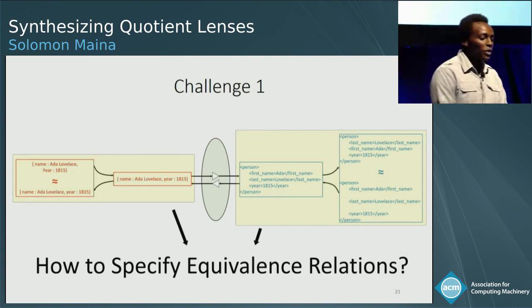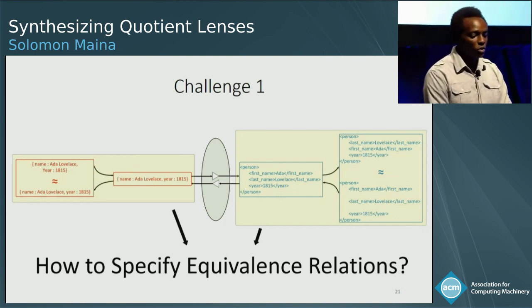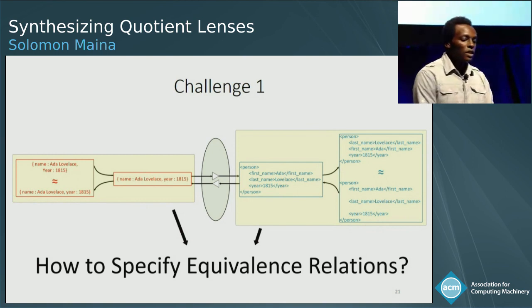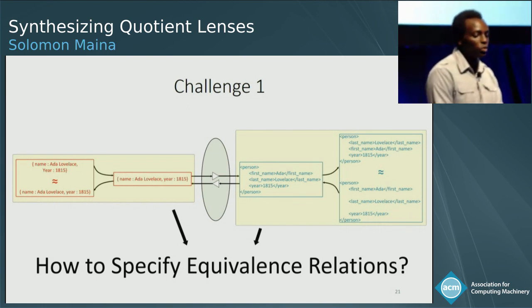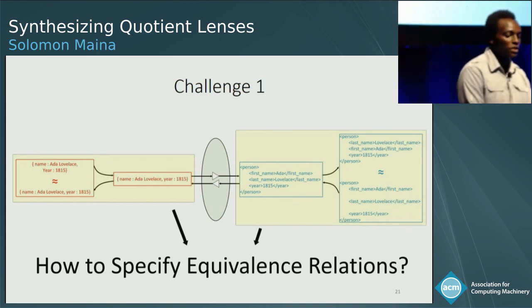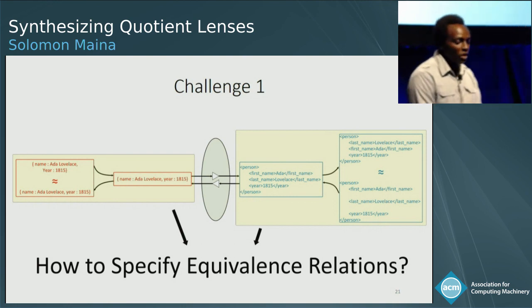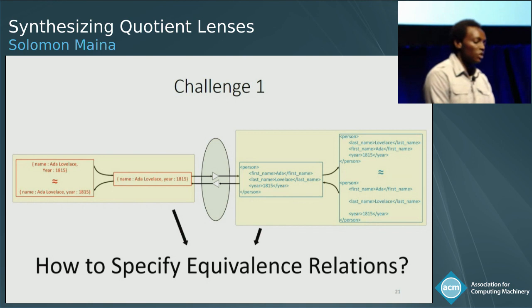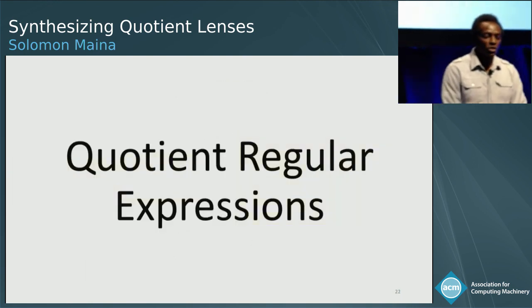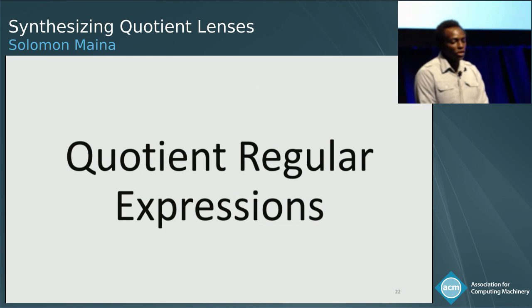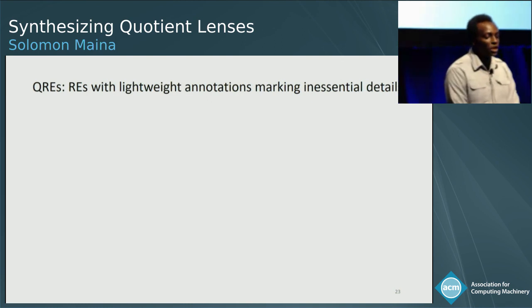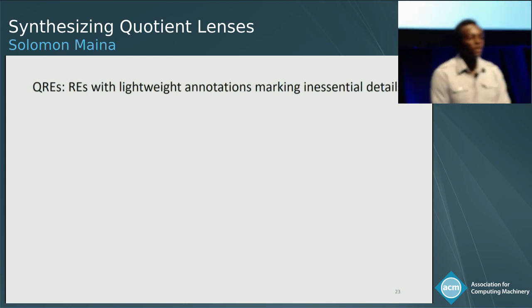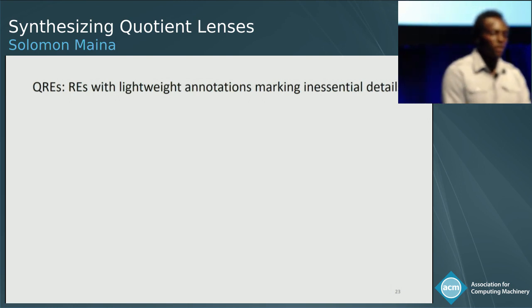But there are two main challenges which we encounter when we do this. So the first one is, if you recall, I said that we want the programmer to provide a specification of the two equivalence relations on the source and target side. So the question is, well, how do we specify equivalence relations? And as I mentioned earlier, our solution to this was to introduce what we call quotient regular expressions. And a quotient regular expression, or a QRE, is simply a regular expression with lightweight annotations that mark inessential details.